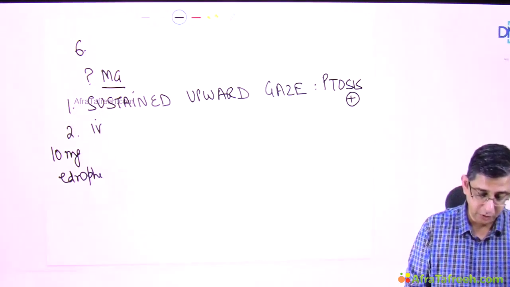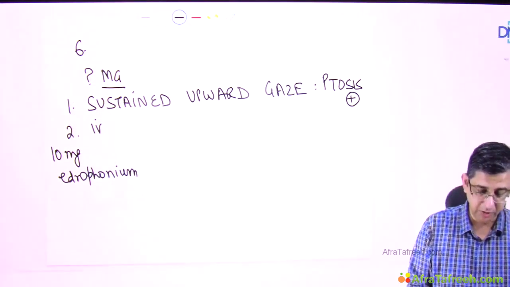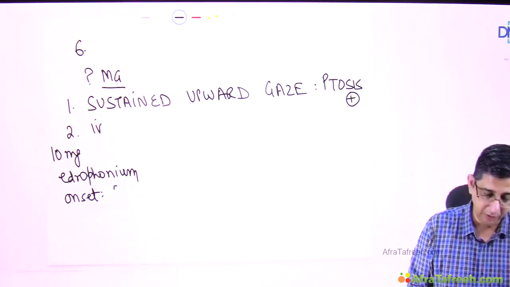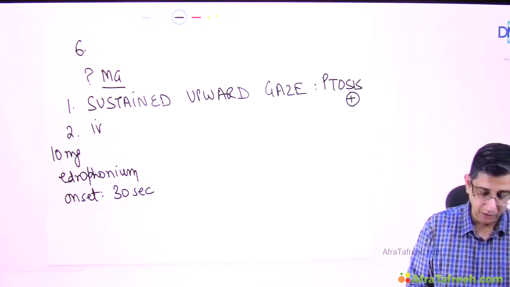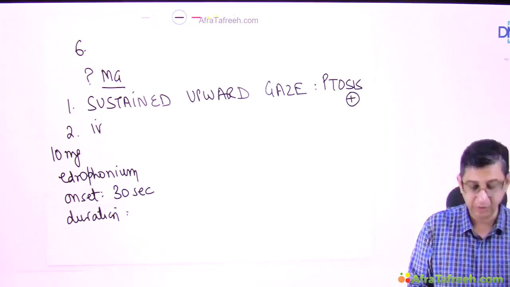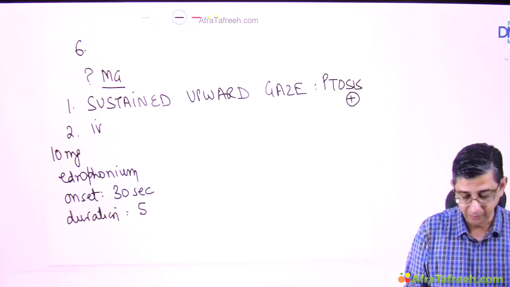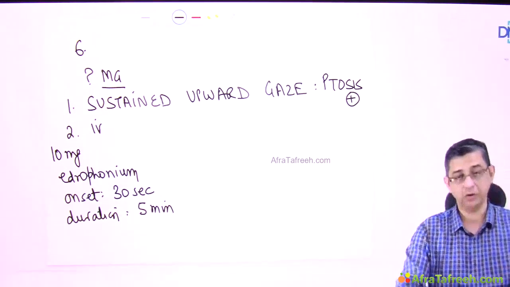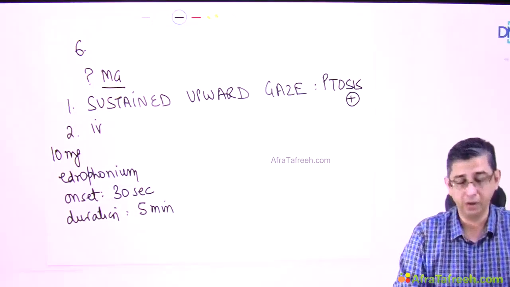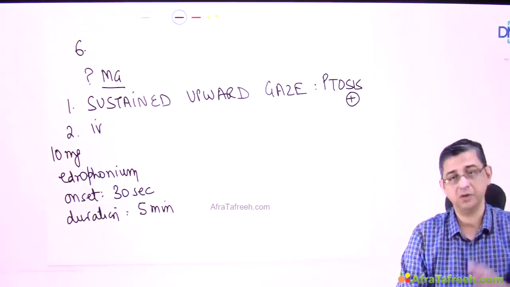This molecule is a short-acting anticholinesterase agent. If you give this injection intravenously, the onset of action will be after 30 seconds, and the maximum action, or the duration, is about 5 minutes. So I would put it like this: if you give this injection, it starts working in 30 seconds, the peak effect of the drug comes, and beyond 5 minutes the effect starts waning off.